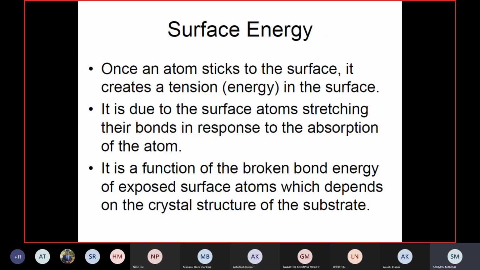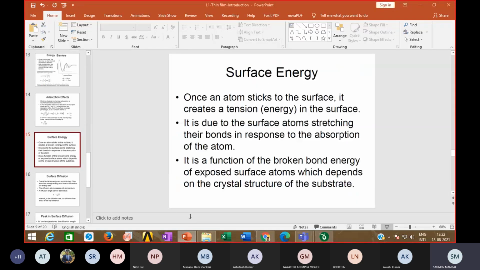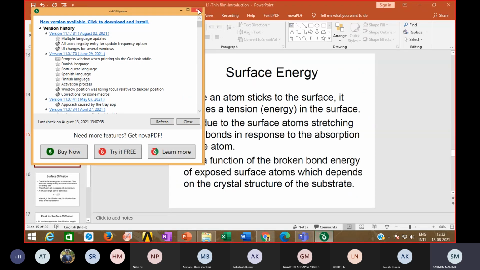Now the surface energy. Can you explain how we measure the surface energy of a substrate? What is surface energy? How do you define it? Can anyone answer? I want you to please try to answer, because it is not just a one-sided class. Your answer may be right or wrong, that does not matter, but the attempt is important.